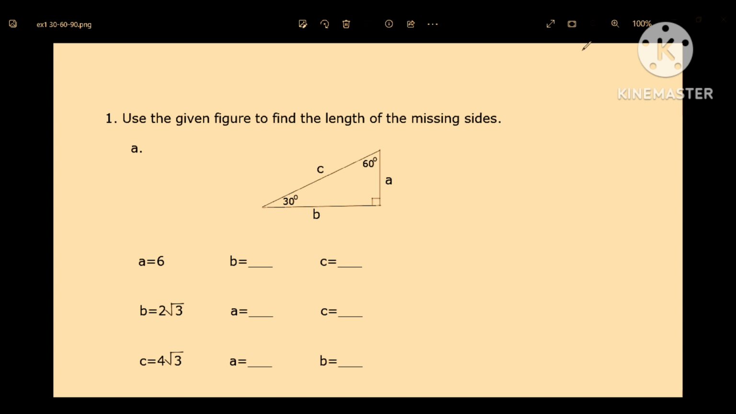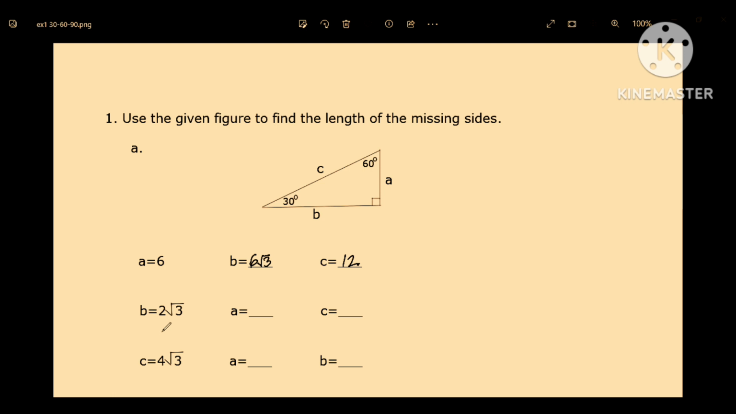So let us now solve the following problems using the theorems on special right triangles. So use the given figure to find the length of the missing sides. We are given a 30-60-90 right triangle. So when a is equal to 6, then according to theorem 30-60-90, the longer leg is equal to the shorter leg times square root of 3. So when a equals 6, then b must be 6 square root of 3. And the hypotenuse is twice the shorter leg, no? So when a equals 6, then c must be equal to 12. Now let's go to the next.